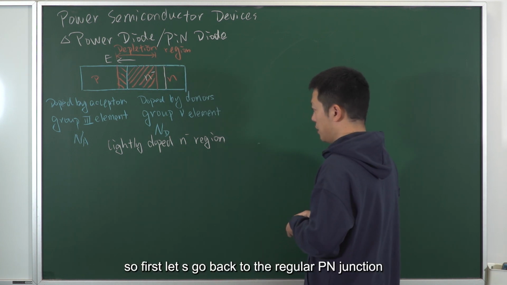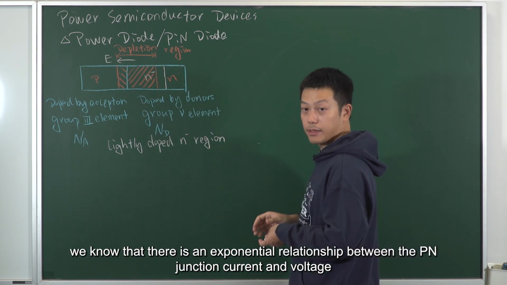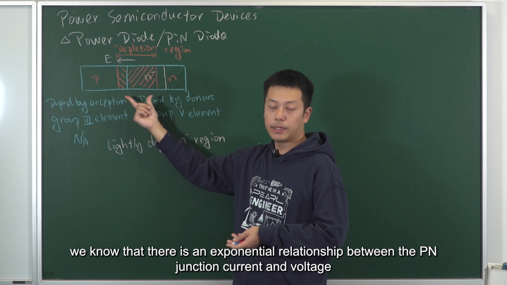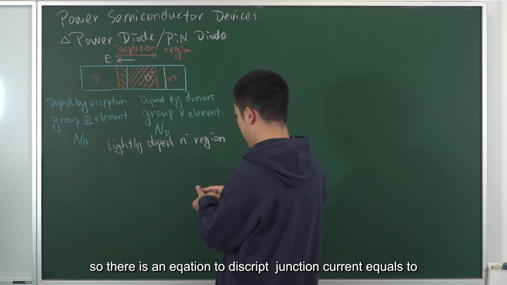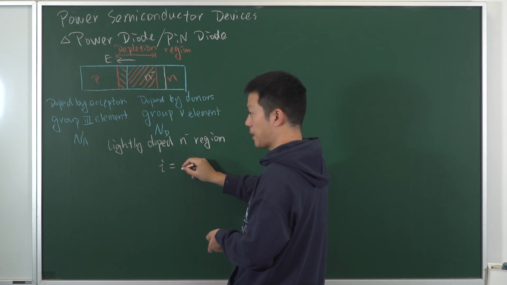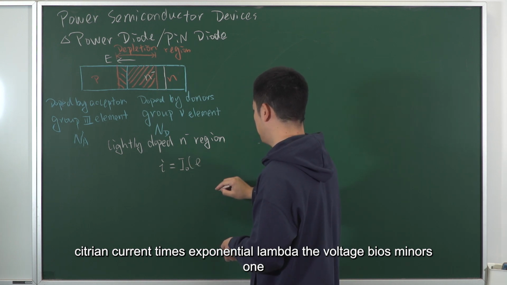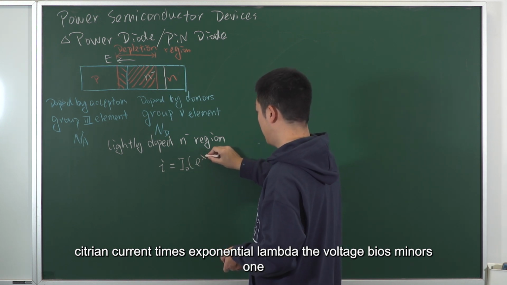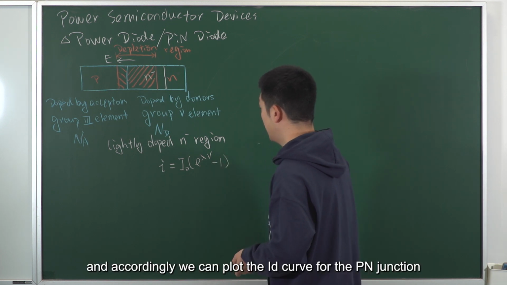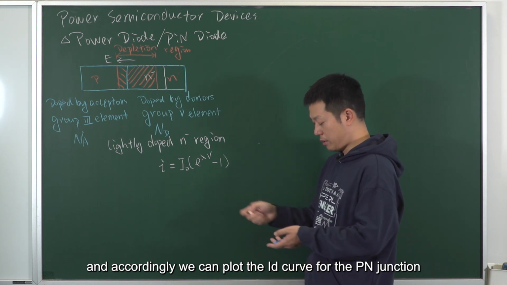Okay. So first, let's go back to the regular PN junction. We know that there is an exponential relationship between the PN junction current and the voltage. So there is an equation to describe it. Junction current equals saturation current times exponential of the voltage bias, minus 1. And accordingly, we can plot the IV curve for the PN junction.